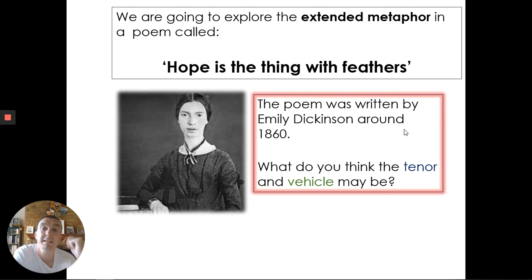So the poem we're going to read today is called Hope is the Thing with Feathers. Hope is the Thing with Feathers. Written by Emily Dickinson around 1860. Just looking at that title, think about what you think the tenor, the thing which is being described, and the vehicle may be.